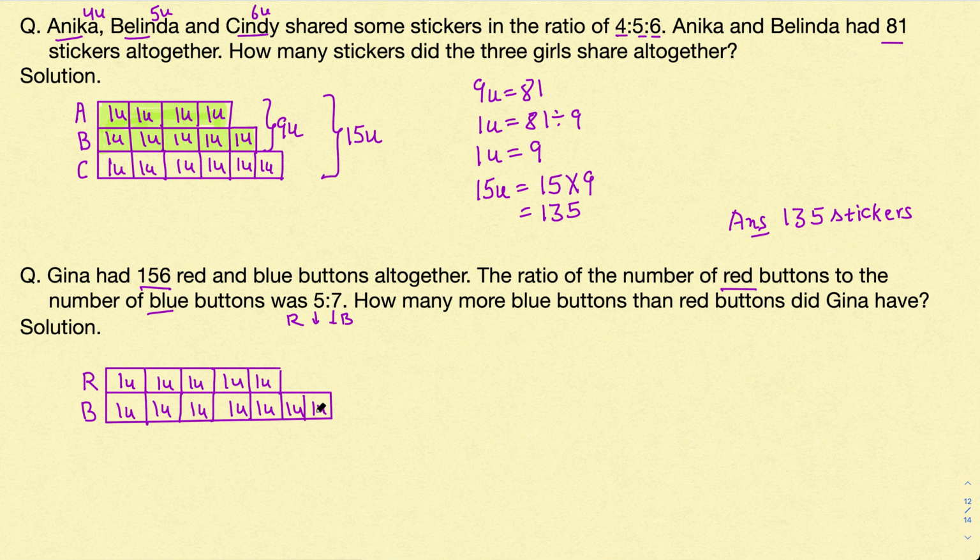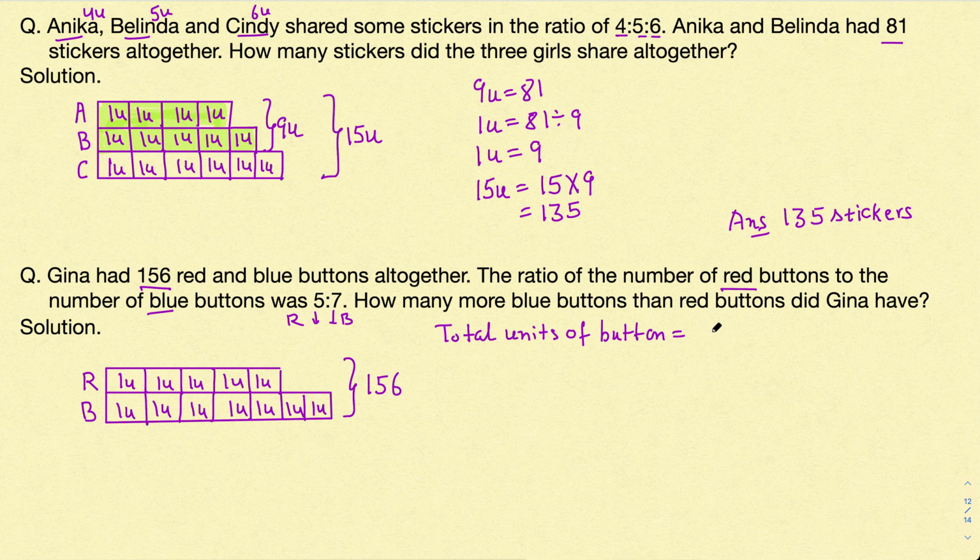Now what else do we have, right? So we also have that the total number of red and blue buttons altogether is 156, right? 156. So we can show this as well in our model, right? This total is 156, right? And from here, we can also count what is the total number of units of red and blue buttons, right? What is the total number of units of red and blue buttons? So total units, let's start solving it. So total units of buttons, right?